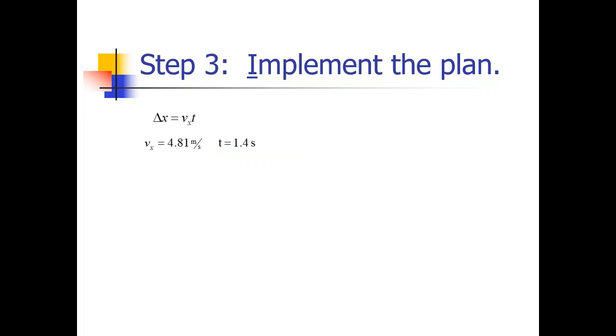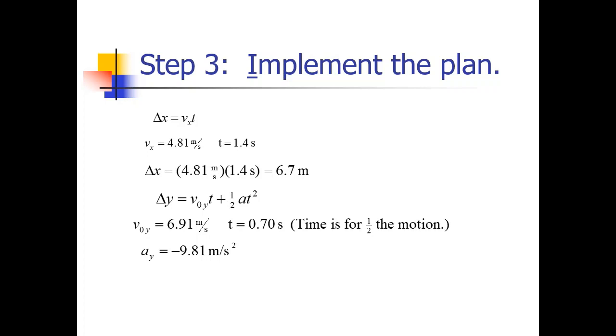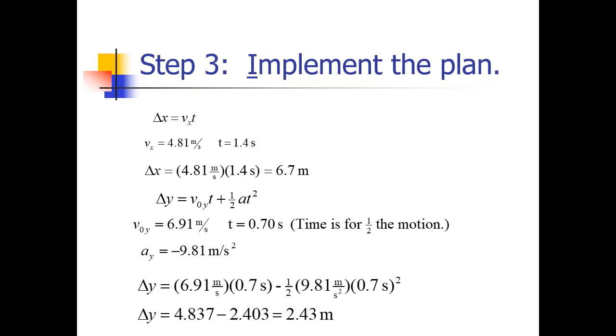All right, so we can get the horizontal motion now. We already know the velocity in the horizontal direction, and we know that the time for the entire jump was 1.4 seconds. So therefore, the horizontal distance must be the horizontal velocity times that 1.4 seconds, or 6.7 meters. For the vertical motion, we'll plug in the numbers that we know here. v naught y is 6.91 meters per second, we just found out. And remember, we're trying to find the displacement when the kangaroo is at its highest point, so therefore our time now is 0.7 seconds, and our acceleration is a negative 9.81 meters per second squared. Plugging in those numbers in that equation gives us a vertical distance of 2.43 meters.